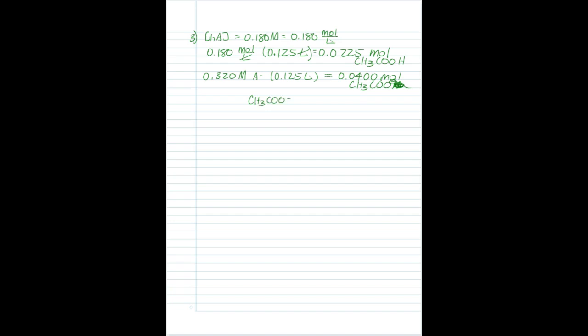And so I can say that the CH3COO minus, so 0.0400 moles of CH3COO minus, that means I need 0.0400 moles of CH3COONa, because that's basically just my delivery system for the CH3COO minus. Okay. All right, so now the next step and the last step is to translate these into grams, because if you're doing this in a lab, you're going to need to weigh them.